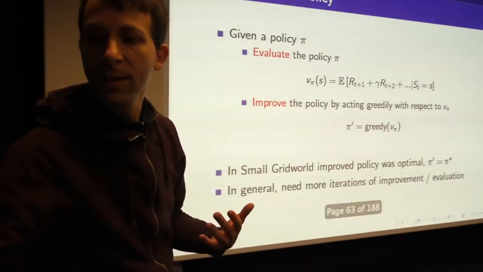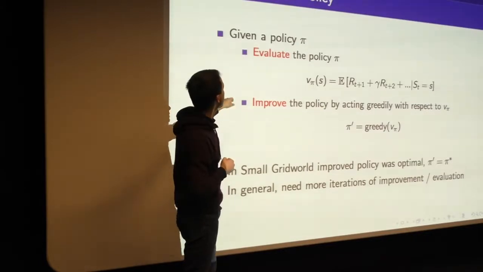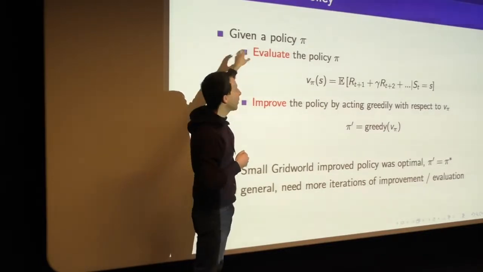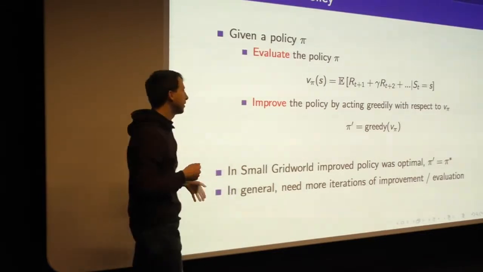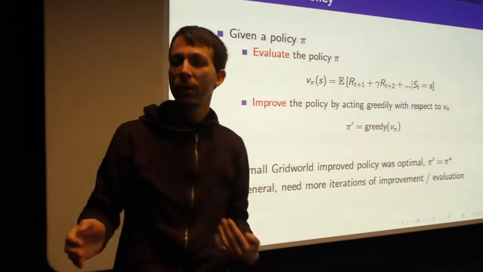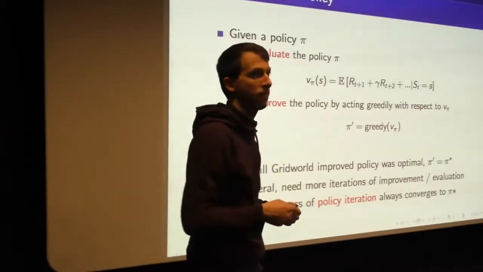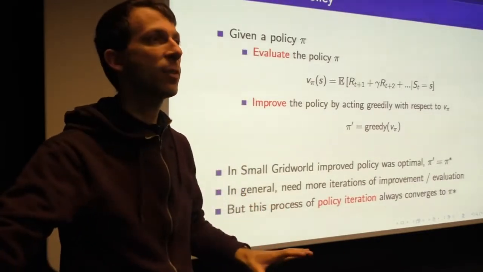But what is the case is that you can go round and round this process iteratively. You can basically start with a policy, evaluate that policy, improve it, evaluate your new policy, improve it, evaluate that policy, improve it, and eventually what we'll see is that this process always converges to the optimal policy. Okay, we'll see why in a second, but first I just want to give a bit more intuition.